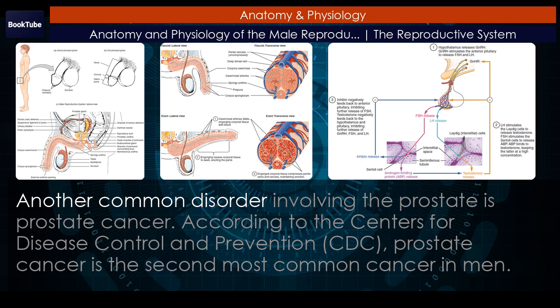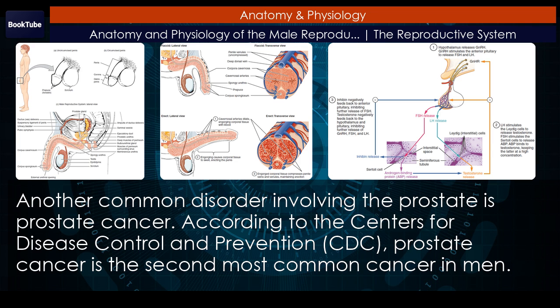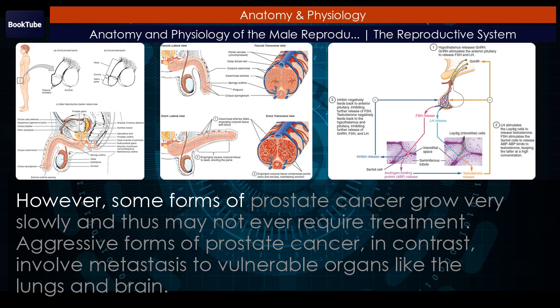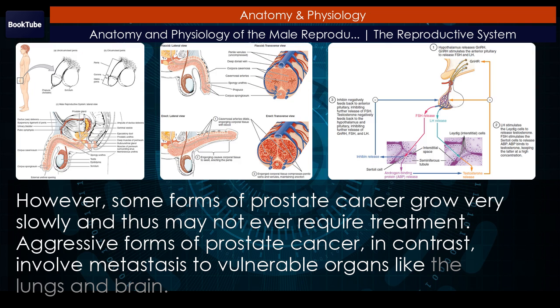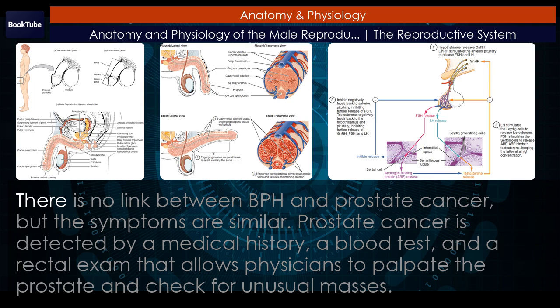Another common disorder involving the prostate is prostate cancer. According to the Centers for Disease Control and Prevention, CDC, prostate cancer is the second most common cancer in men. However, some forms of prostate cancer grow very slowly and thus may not ever require treatment. Aggressive forms of prostate cancer, in contrast, involve metastasis to vulnerable organs like the lungs and brain. There is no link between BPH and prostate cancer, but the symptoms are similar.